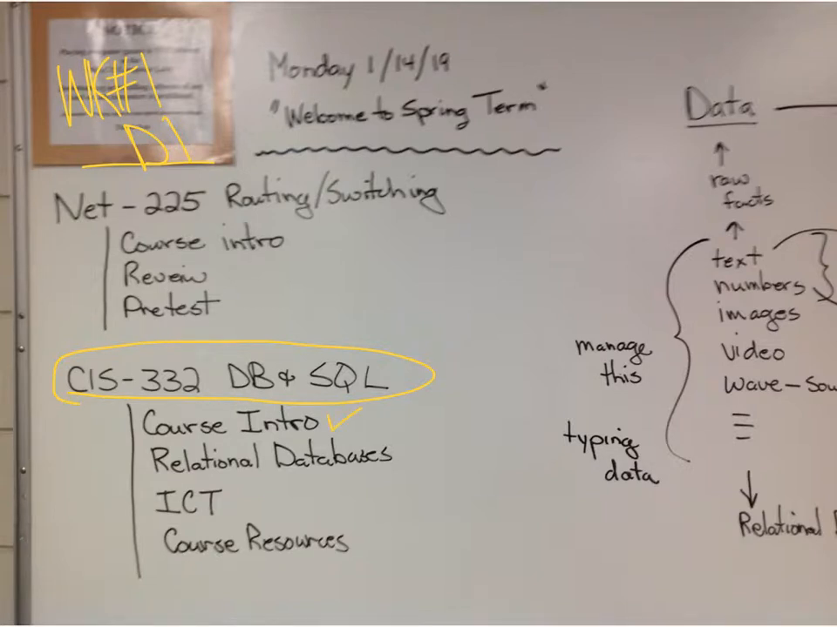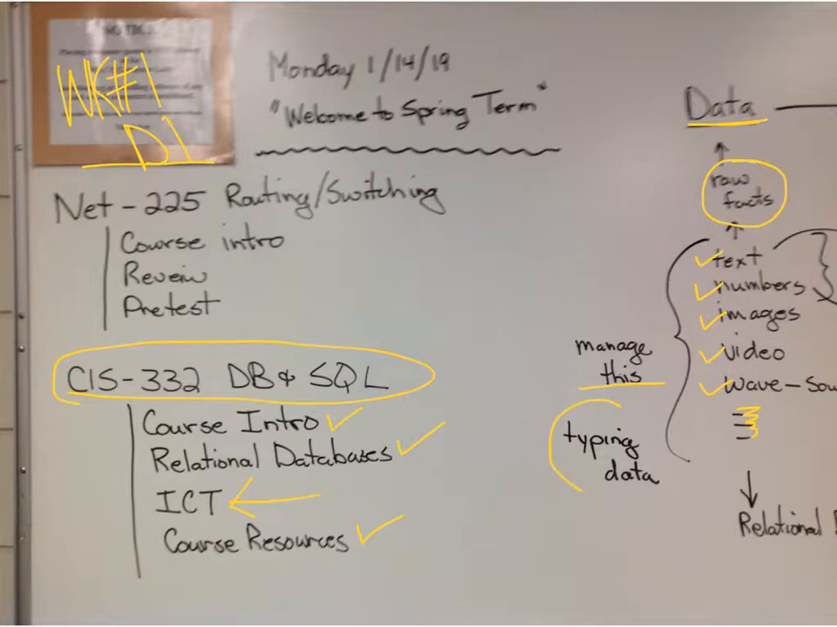Talk a little bit about the beginning of the course, relational databases. We didn't do much yet on information technology. Started in the course as a resource. We're going to talk more about this in a minute, but I started out talking about data being raw facts and things that can make up data. It can be text, numbers, images, video, wave files, sound files, different things that represent data. And what we do in this course, we talk about how we manage all this information.